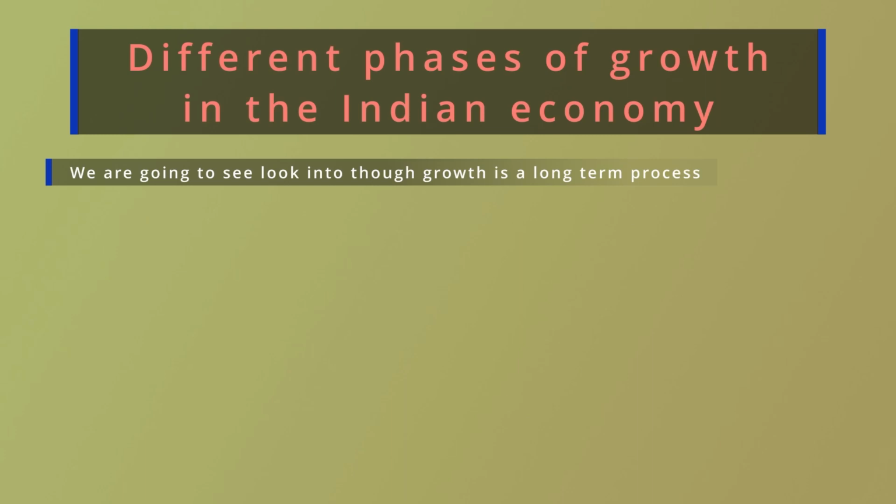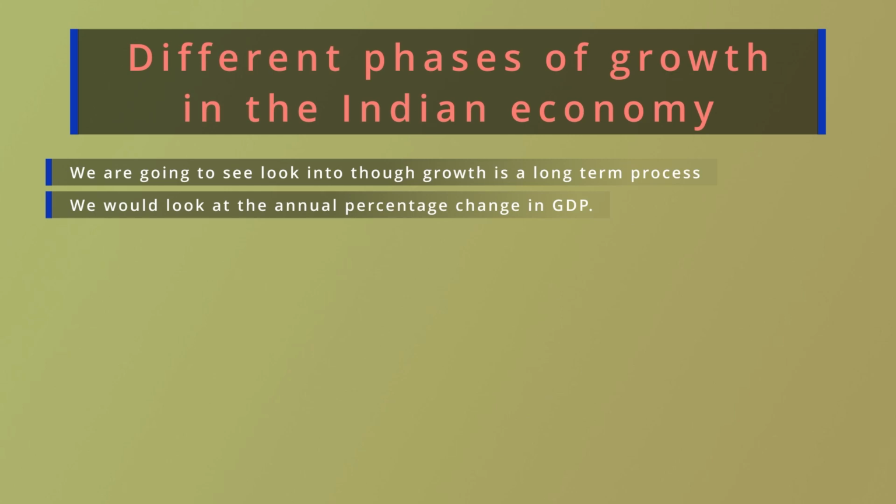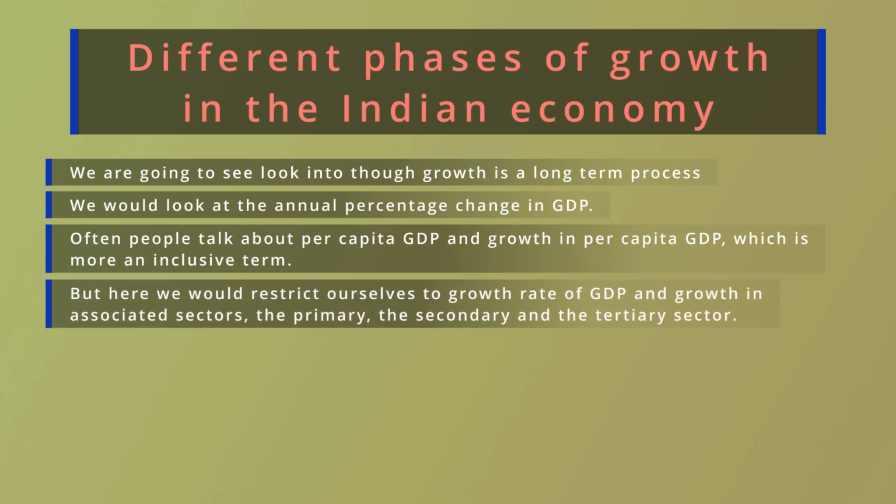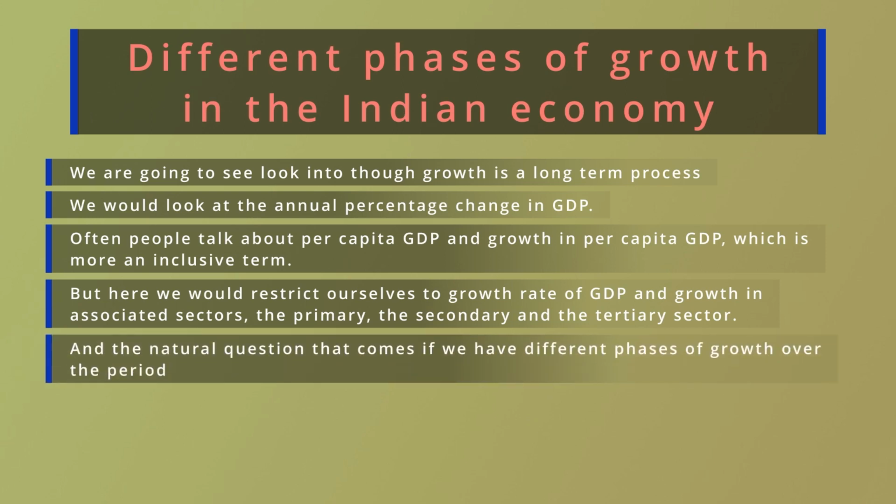And by growth, what we are going to look into, though growth is a long-term process, we would look at the annual percentage change in GDP. Often people talk about per capita GDP and growth in per capita GDP, which is a more inclusive term. But here we would restrict ourselves to the growth rate of GDP and growth in associated sectors, the primary, the secondary, and the tertiary sector.